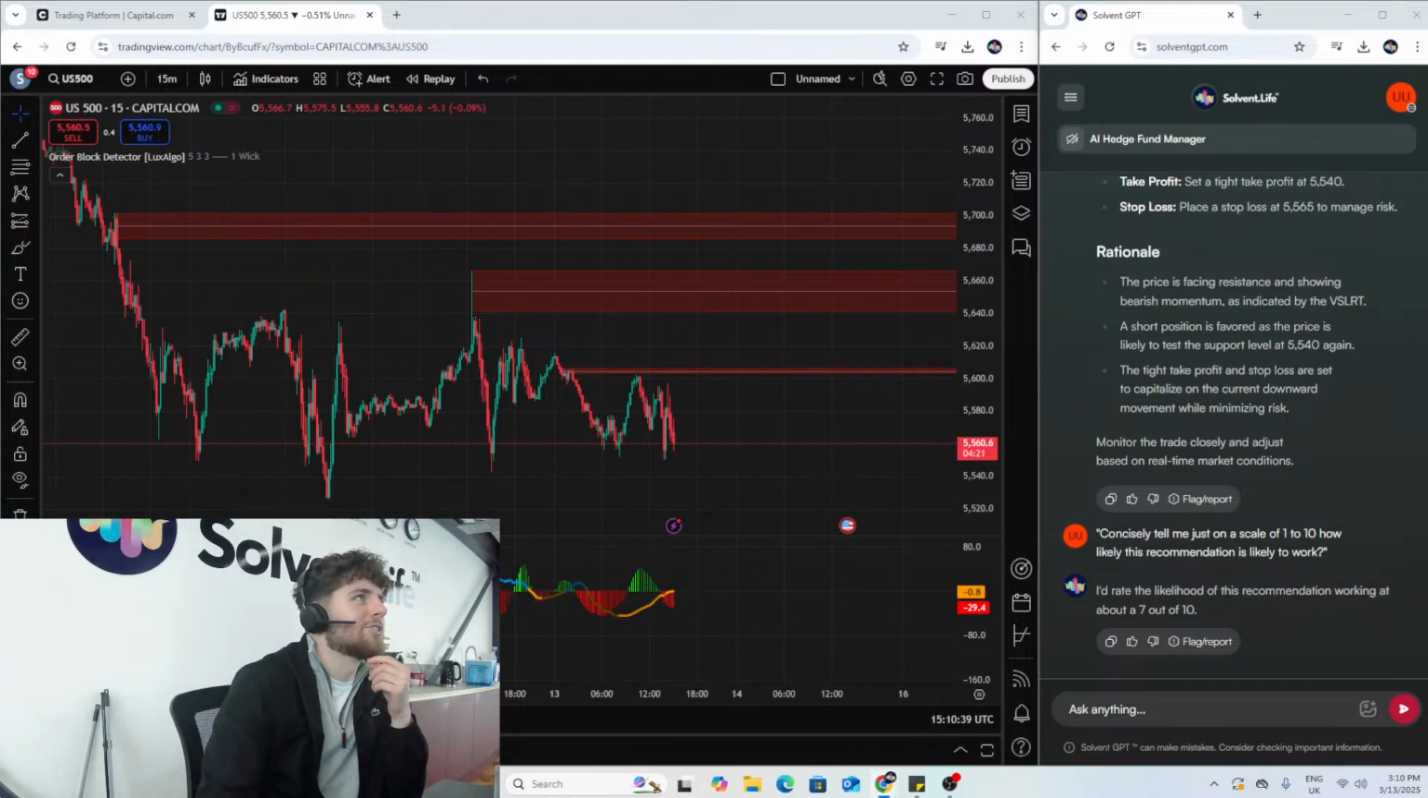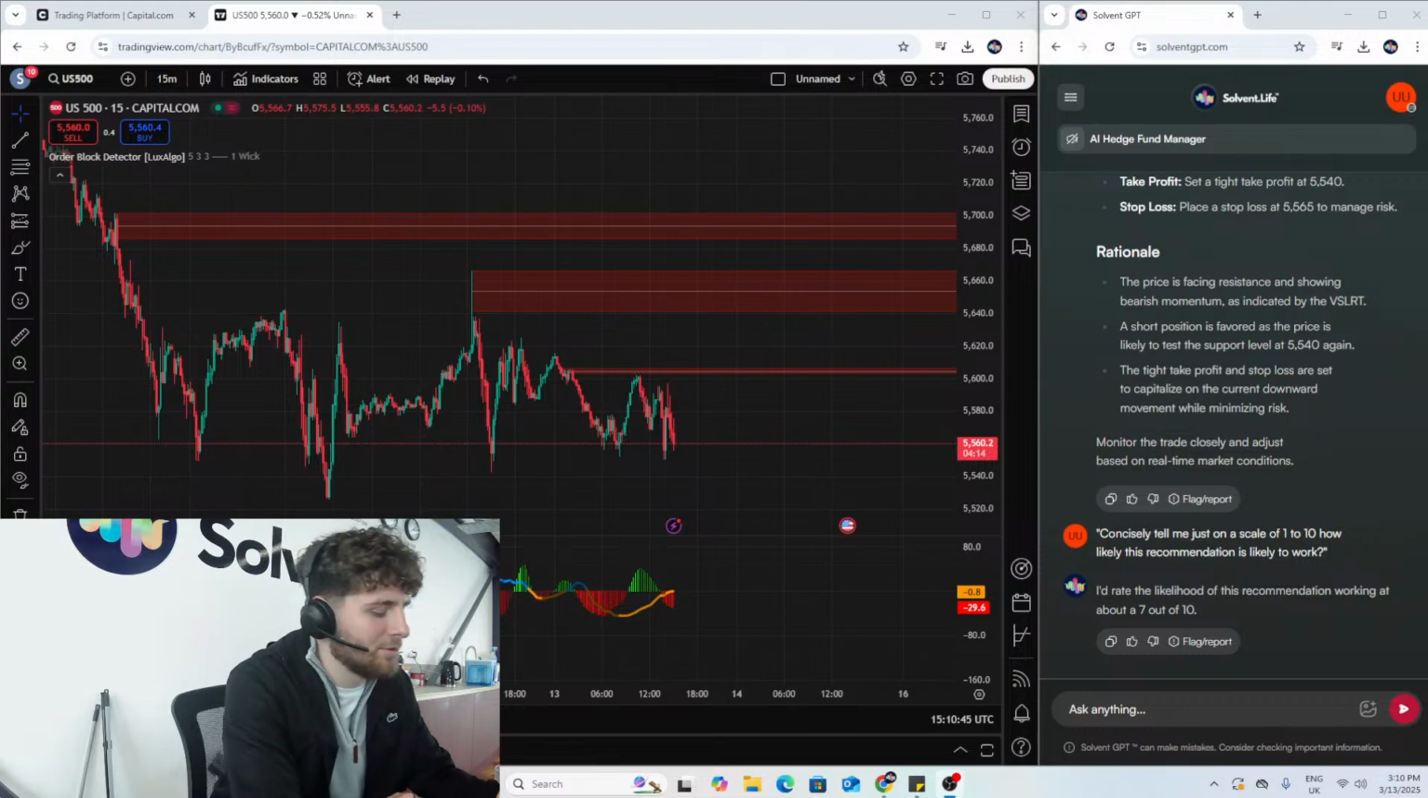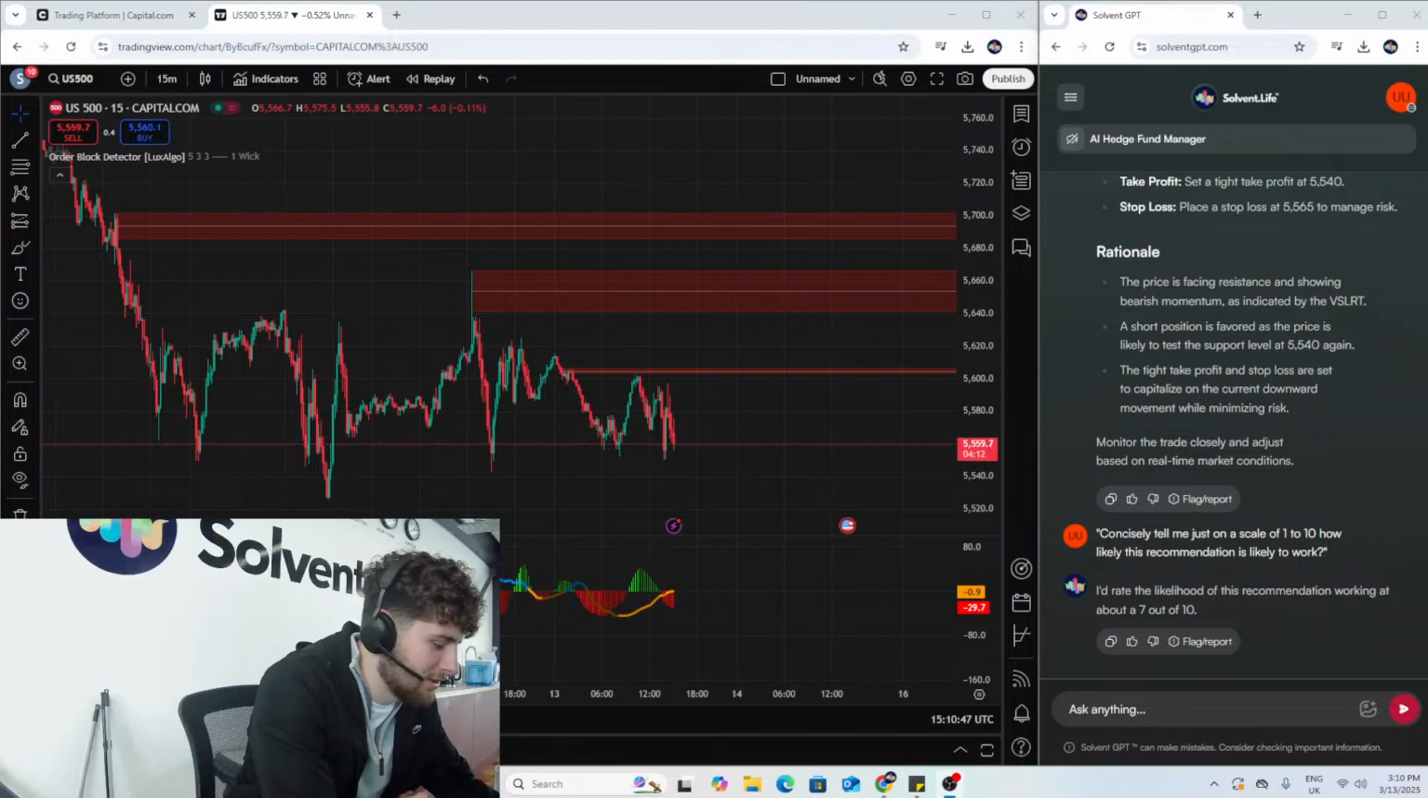Anyone else catch the Solvent GPT signals today? I did, matter of fact. Some good recommendations actually. Let me bring them up. So we had one on US 500. We had another signal on gold to dollar. We had another scalp on pounds to dollar. Fantastic. Some very good trades there.